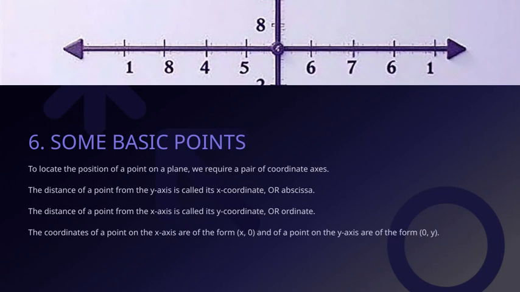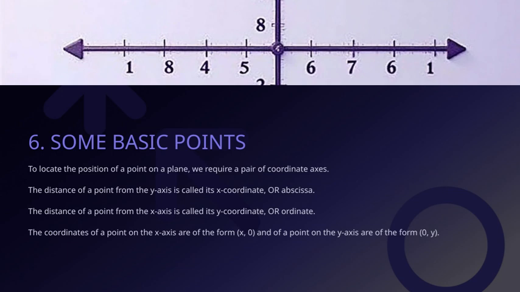When we consider a point on the x-axis, it has an x-coordinate, which is the x value, and a y-coordinate of 0. Similarly, a point on the y-axis has a y-coordinate, and its x-coordinate is 0. The key idea here is that the point's position is described by these coordinates. For a point on the x-axis, it's (x, 0), and for a point on the y-axis, it's (0, y).